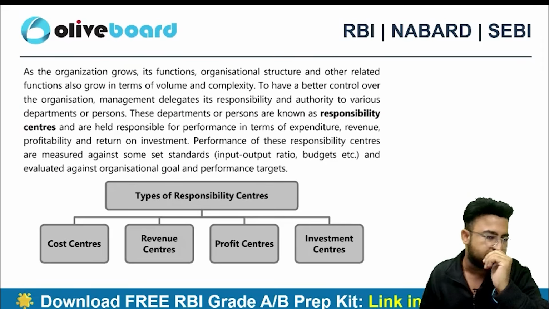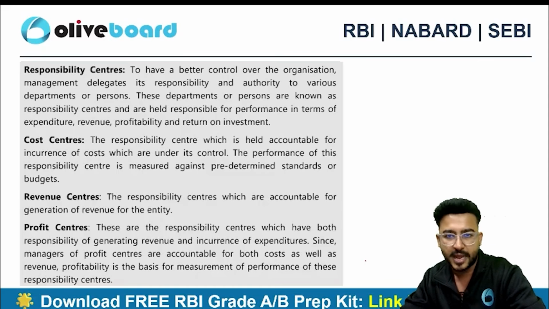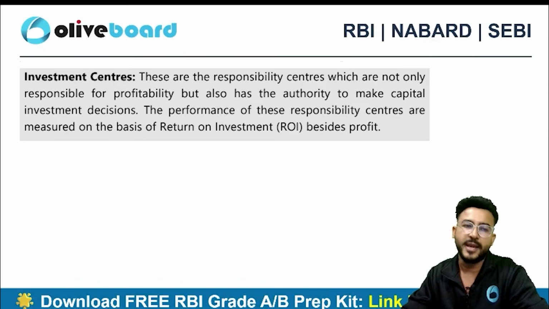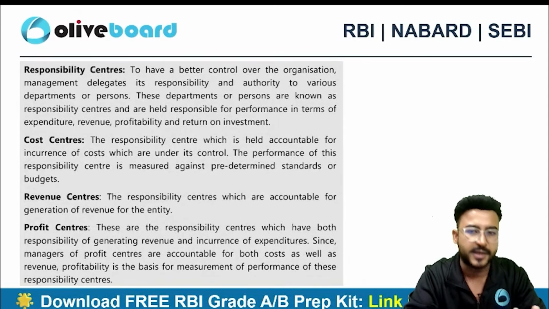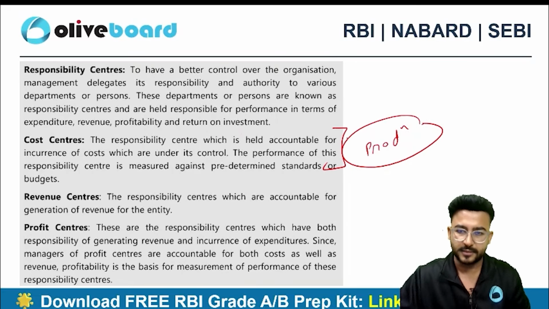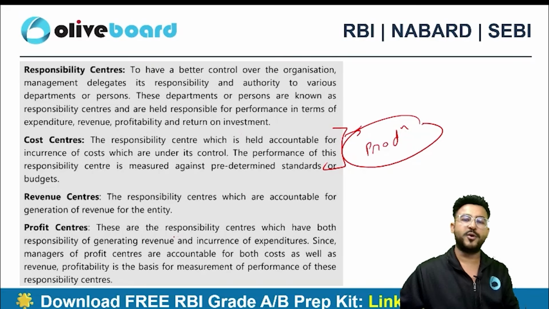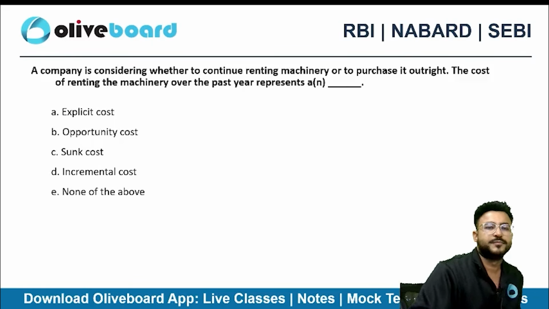So there are so many centers like cost center, revenue center, profit center, investment center. I have given the explanation also. Later on, you can download this PDF. वैसे they are self-explanatory in nature. Say for example, if I talk about the production department, that will be my cost center. My sales department will be my revenue center.